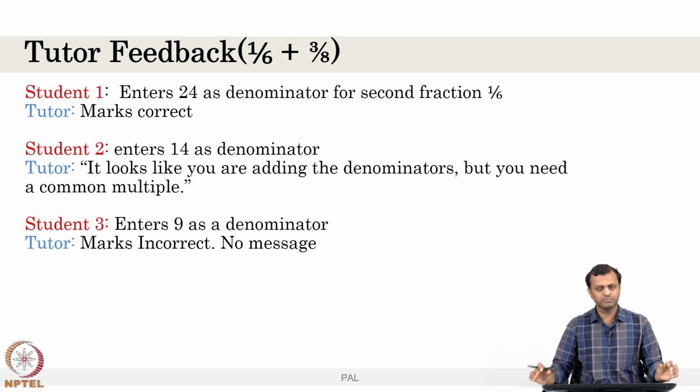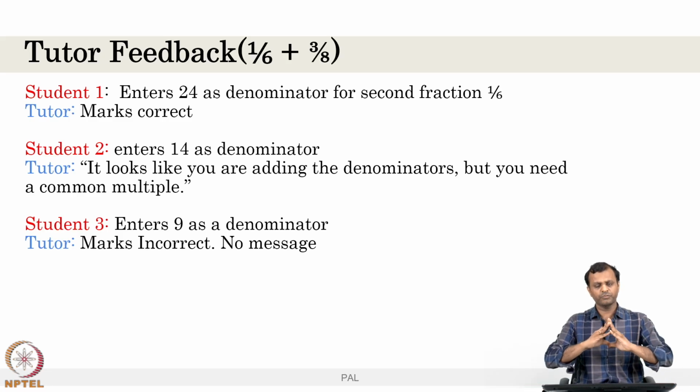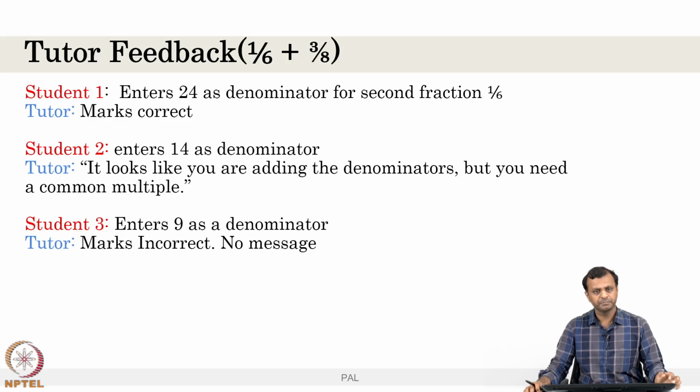So is it clear? There can be one production rule which is matching with the exact expected answer. Another set of production rules which is trying to capture all the buggy rules. The third set of rules is where it is not matching either, where you say no message or try again.